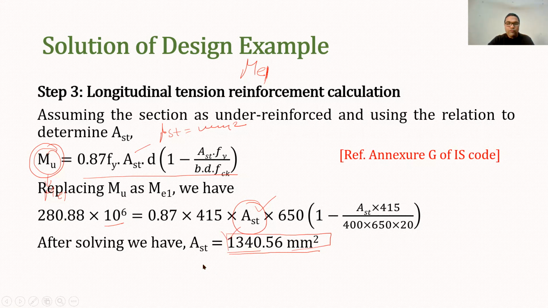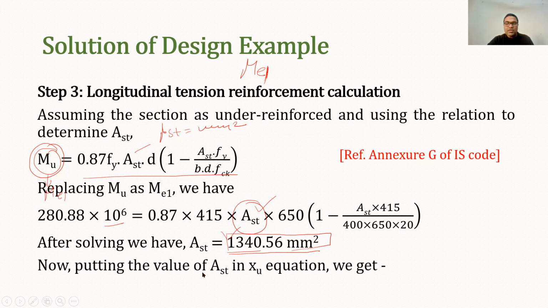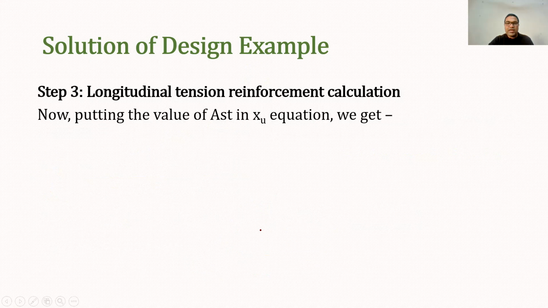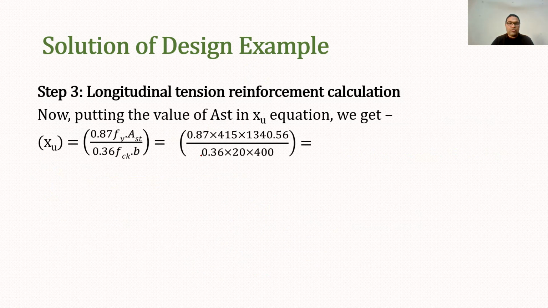So the Ast is 1340.56. Now we will put this value in the equation of xu, and then find out the value of xu. In this formula we will put all the values.